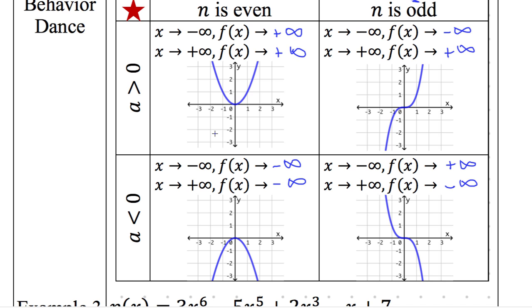Are you ready for the next dance move? N is even, A is positive. That's the dance move. Notice how it matches this graph. Both my arms are up. A is negative, N is even. That's this dance move.